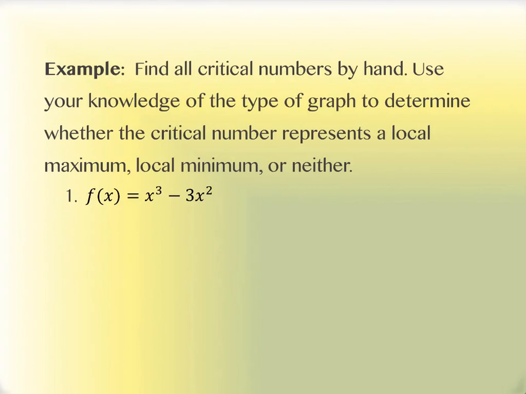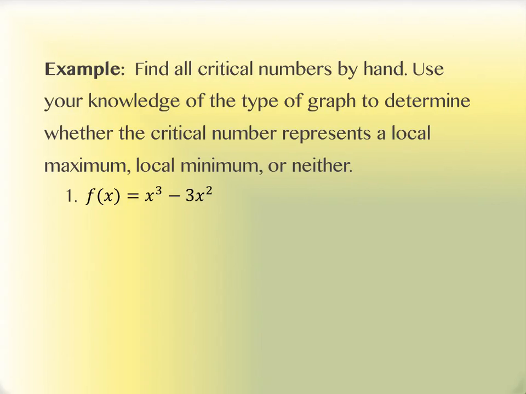And so when we're finding our critical numbers, or when we're finding our relative extrema, we start by finding critical numbers. Okay? So we're going to start with a very simple function, a polynomial. You guys know how to take the derivative of this just fine. And the directions say we're going to find the critical numbers by hand, and then use our knowledge of the type of graph it is to determine if it's a local max, a local min, or neither.